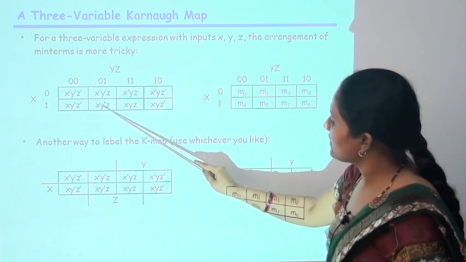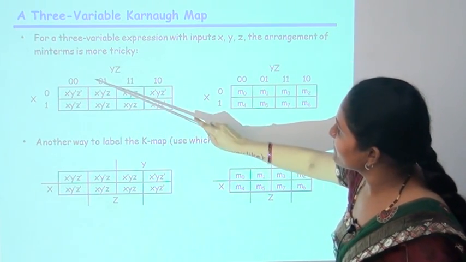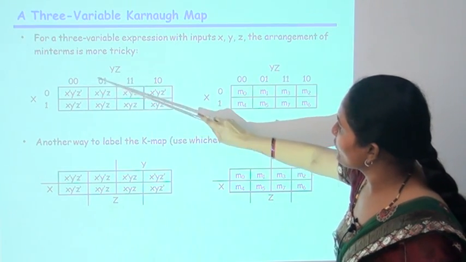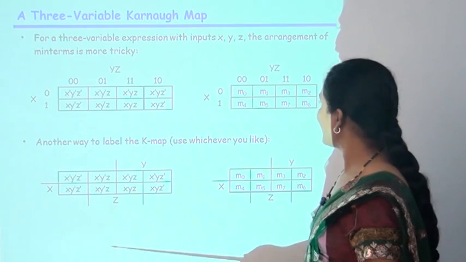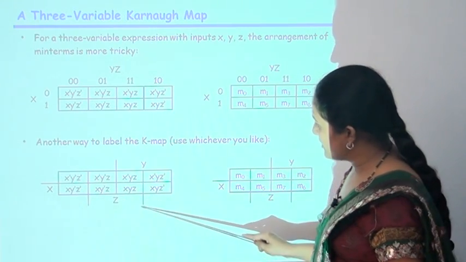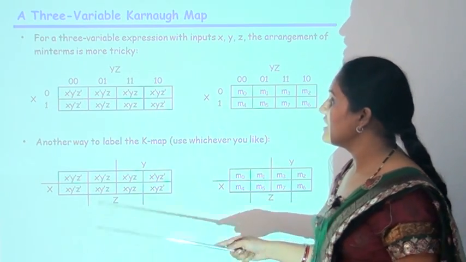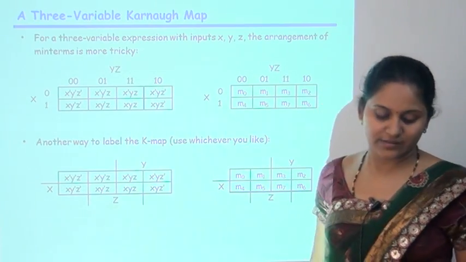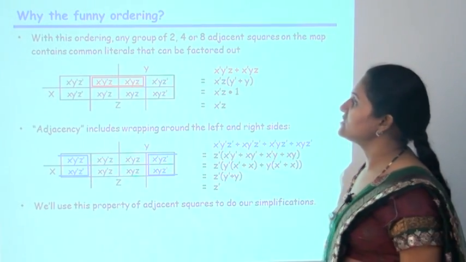Here in the middle of this is the y part; both of these are y' and these are y. So we can also write it like this. Here this is the x part, this is the z part and this is the y part. A little bit of difference is there, but whatever, they are equivalent to each other. So what a funny ordering, let's see about this.